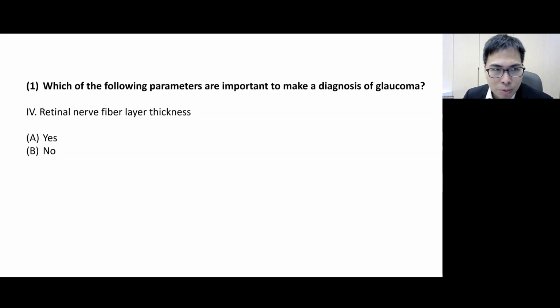The last one is neuroretinal rim width. Is it important to use neuroretinal rim width to make a diagnosis of glaucoma? A or B, yes or no? Choice 1 is yes, choice 2 is no. All right, 85%. Good.